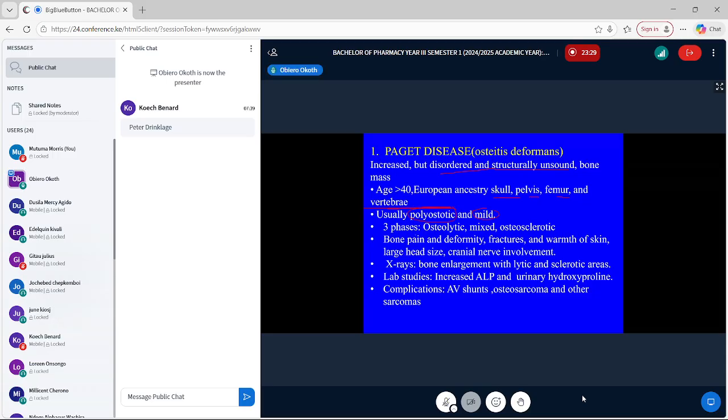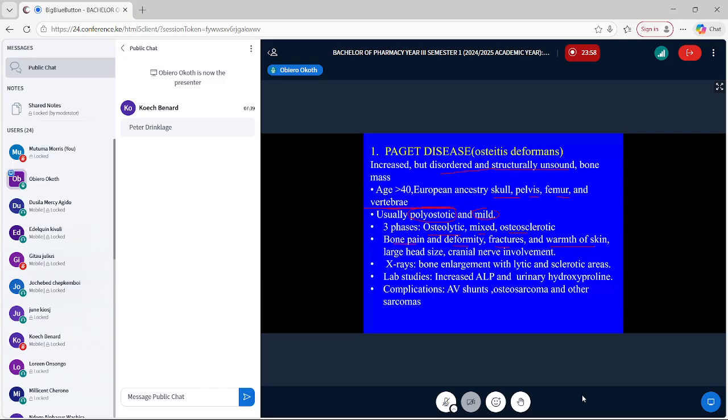It can be mild. So there are three phases. Osteolytic phase means the bone is being eaten up. Mixed means part of the bone is being eaten up, the other part, bone is being laid down haphazardly. The other phase here now, the osteosclerotic phase, means more bone is being laid down. And because of this, bone being eaten, bone being laid down, you end up with bone pain. You end up with deformity.